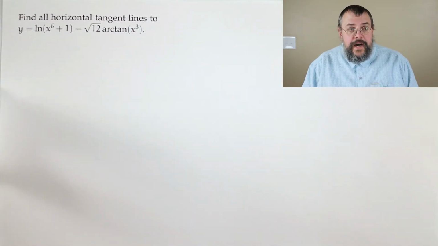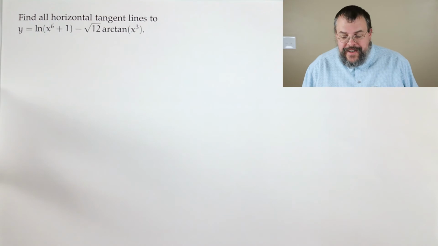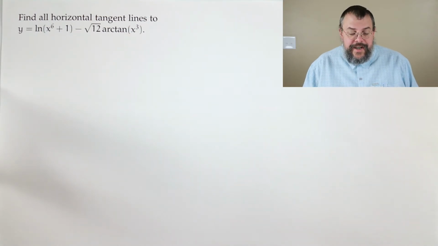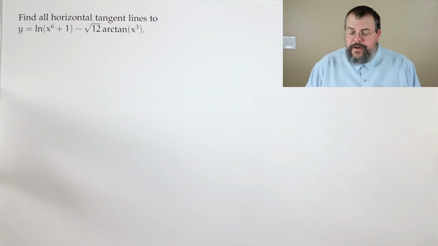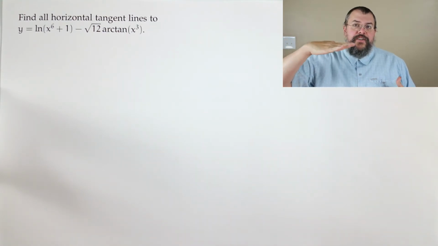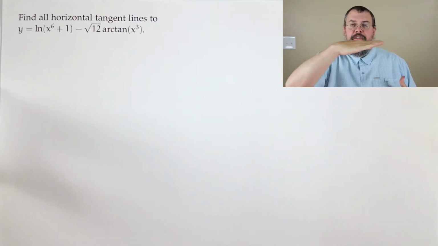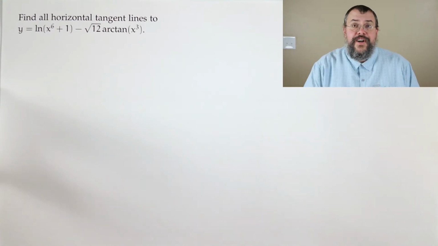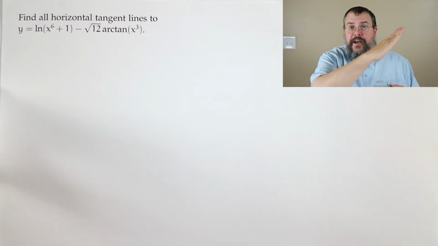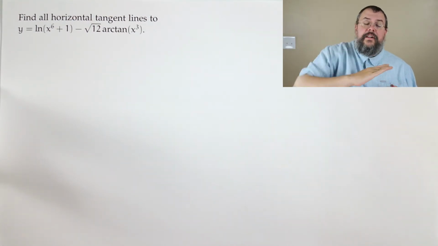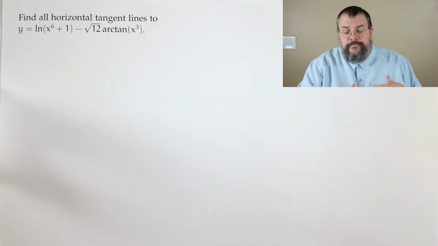Okay. Find all horizontal tangent lines to y equals the natural log of x to the 6th plus 1 minus root 12 arctangent of x cubed. Now let's talk about horizontal tangent lines. What does that mean? Well, we kind of understand what horizontal means. It looks like this. What's true about horizontal lines? Well, they have 0 slope. It's not going downhill. It's not going uphill. It's saying the slope is 0.